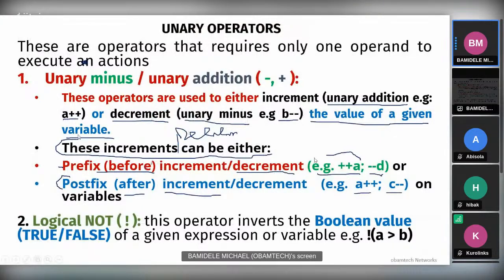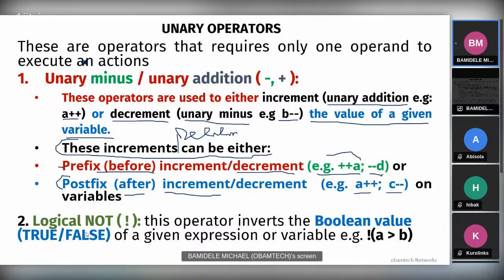Okay, so now the second one is what? The logical not. This operator inverts what? The boolean value. And what are boolean values? Boolean value can either be true or false. Okay, boolean is a logical entity, or it talks about logic, such that the return value is either true or false. So when you talk about logical not, it inverts the boolean value, which can be either true or false.